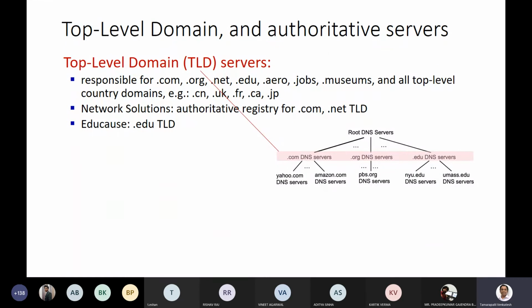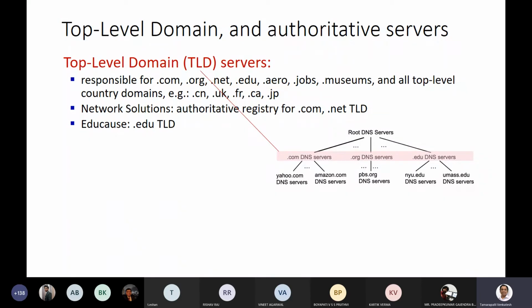So the root servers then point you to the DNS servers which are responsible for the top level domain names. These are called TLD servers. Essentially, the root servers would give you the name of the TLD server and the IP address where you will have to contact the TLD server. And these TLD servers are responsible for all the high level domain names like .com, .org, .net, .edu, and also country domain names like .in, .cn, .uk, etc.